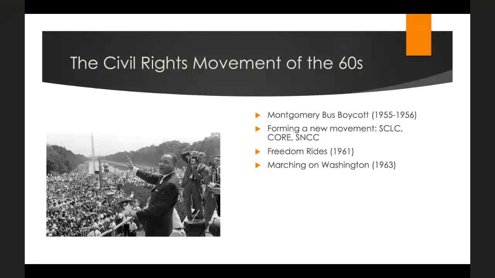And on the steps of the Lincoln Memorial, Dr. King gave the famous "I Have a Dream" speech, and the goal here was to demonstrate the political salience of civil rights and to put electoral and political pressure on lawmakers to pass more robust civil rights legislation. And to some extent it worked.